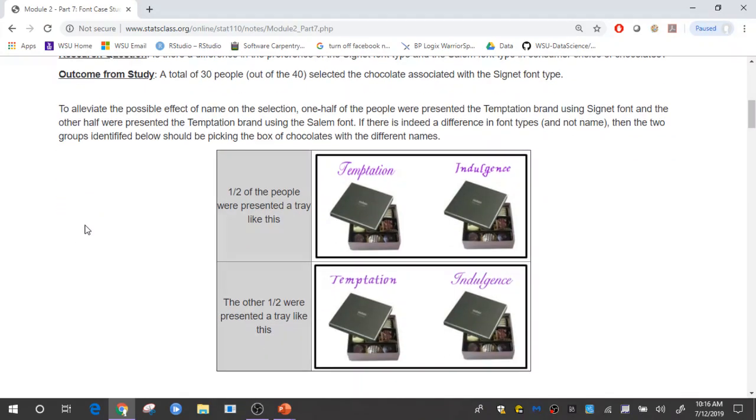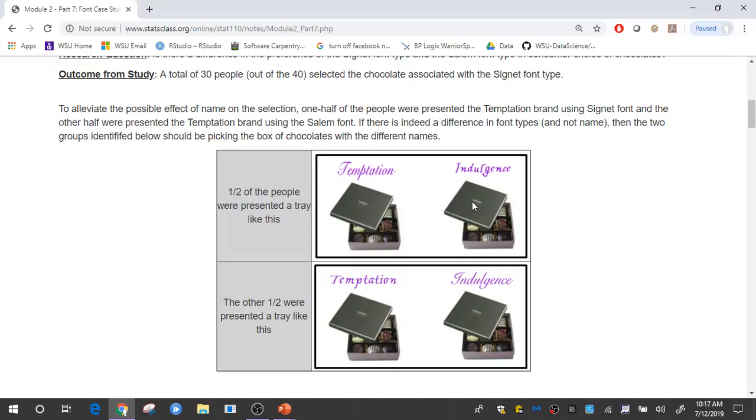Now, to alleviate the possible effect of name on the selection, one half of the people were presented with the Temptation brand using the Signet font. So here you can see that the Signet font, which is the more scripted font here, Temptation is the name given to this box of chocolates. Indulgence was the name given to this box of chocolates, and that is presented in the Salem font.